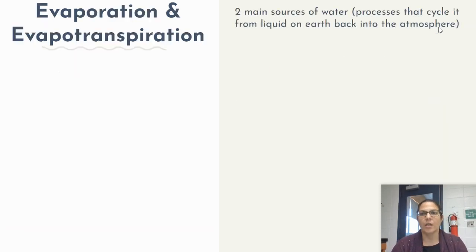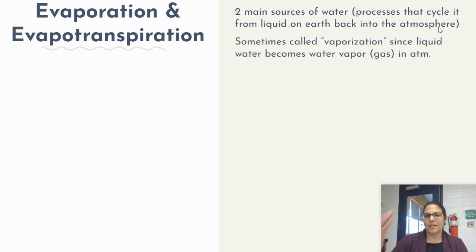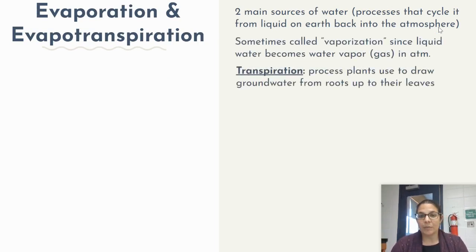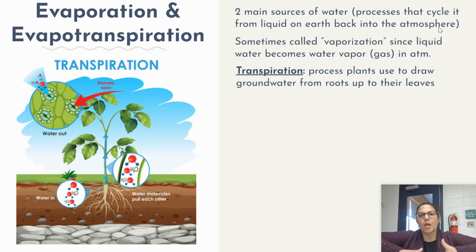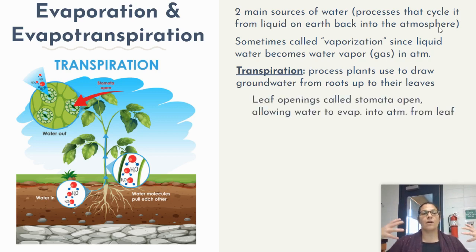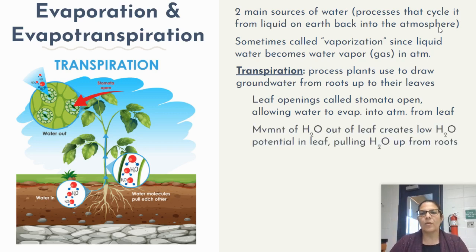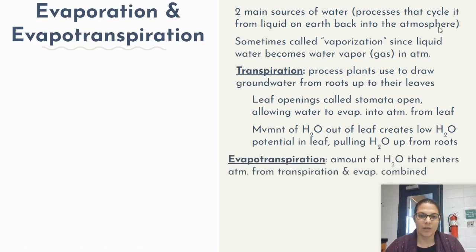Evaporation and evapotranspiration. These are the two main sources of water, like the processes that cycle it. We call it sometimes vaporization because the liquid water becomes water vapor. Transpiration is like leaf sweat. What happens is the plants will pull groundwater up from their roots up to their leaves, and a lot of it actually comes out of their stomata, which are on the undersides of the leaves. You have these openings from the Greek word stoma, meaning mouth. And this movement of water creates this water potential, kind of this capillary action constantly pulling it up and out.